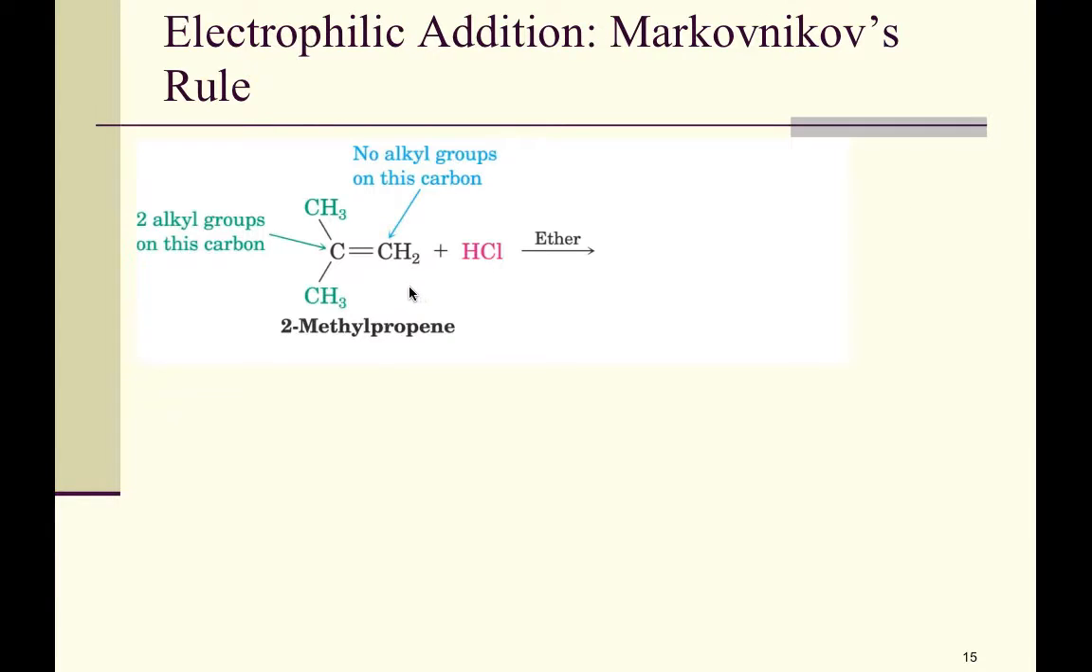Taking a look at our starting reactants, this carbon here has 2 R groups. This has none. Hydrogen is going to go to the side with more hydrogens. This hydrogen is going to add to this carbon that has 2 hydrogens directly attached. This carbon has no hydrogens directly attached. We can't count its neighbor's hydrogen. It's this carbon only. How many hydrogens does it have? It has none. Hydrogen goes to the side with more hydrogens, and that's going to form the more stable carbocation. In this case, it'll be a tertiary carbocation, and then chlorine can add to this carbon here.